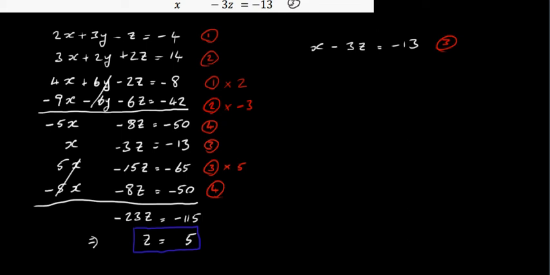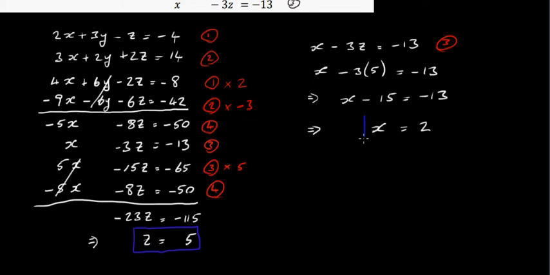I now know what z is. I know z is 5, so I can just substitute it in here. So that'll give me x minus 3 times 5 is equal to minus 13. So that just gives me x minus 15 is equal to minus 13. That just gives me x is equal to 2. So now I've got x and I've got a z here. So this is my second solution here.